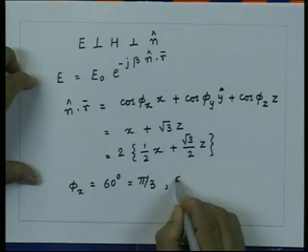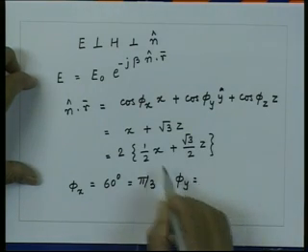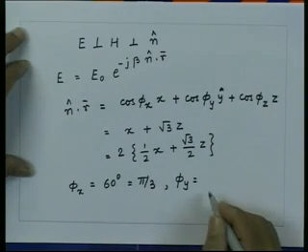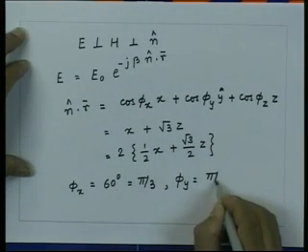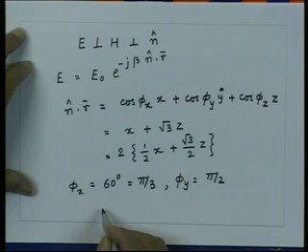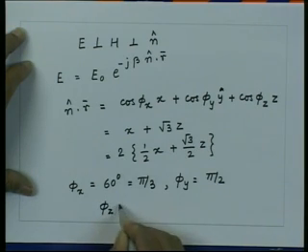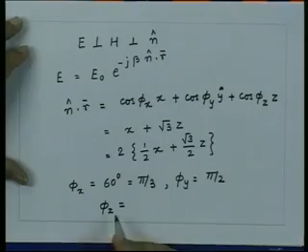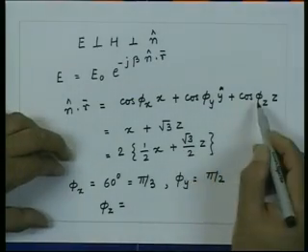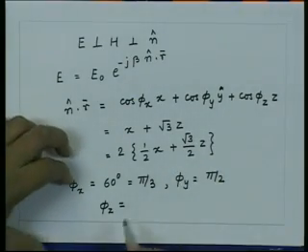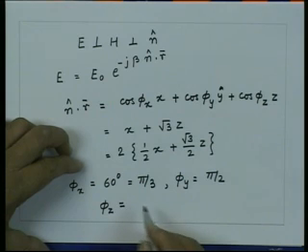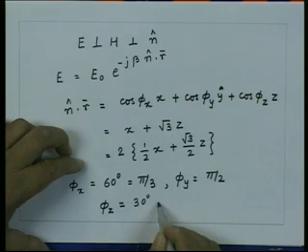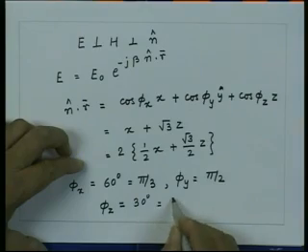There is no term for y here, that means cos of phi y should be 0, so phi y is equal to pi by 2. Then phi z, which is the angle the wave vector makes with the z axis, has cos of phi z equal to root 3 by 2. That is equal to 30 degrees, which is pi by 6.